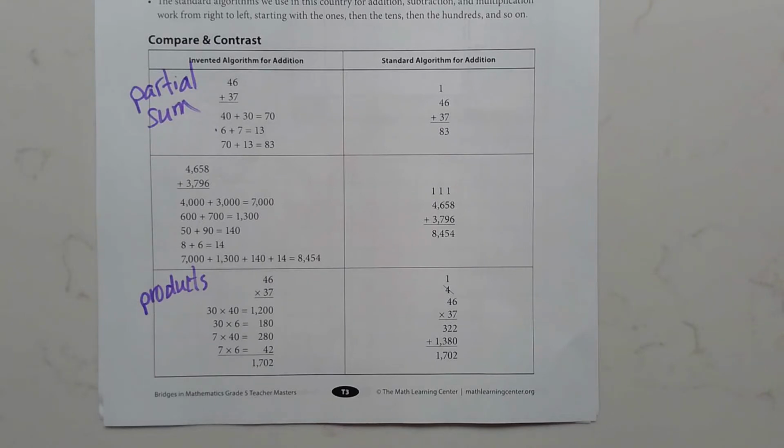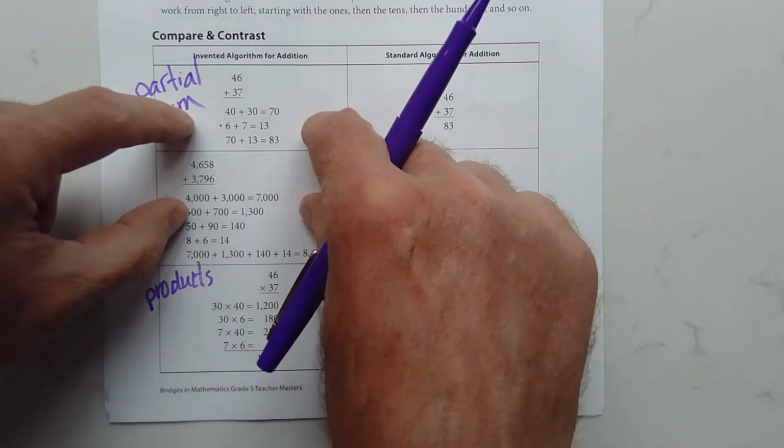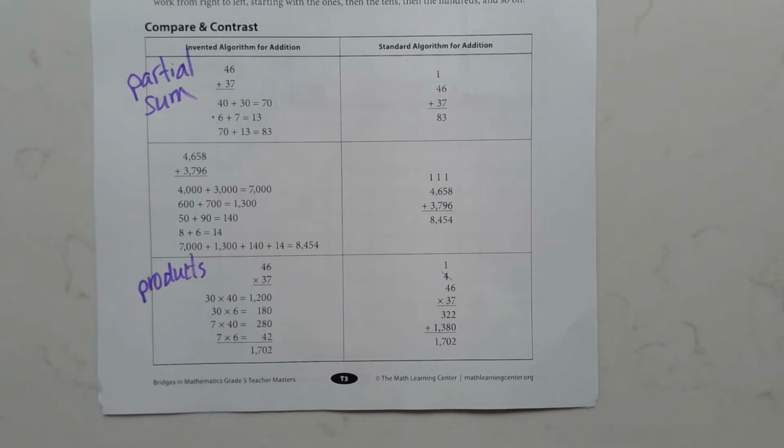There's a lot more to think about. There's a lot more bells and whistles and working pieces to these two methods. They work. There's nothing wrong with them. But the standard algorithm is always going to be quicker. But it takes practice and you have to do it correctly.